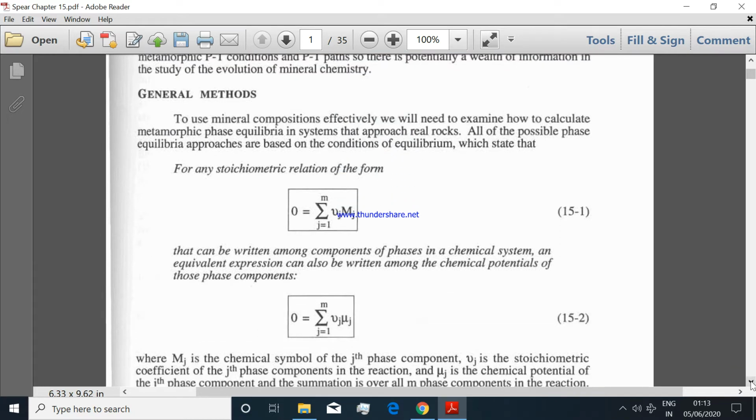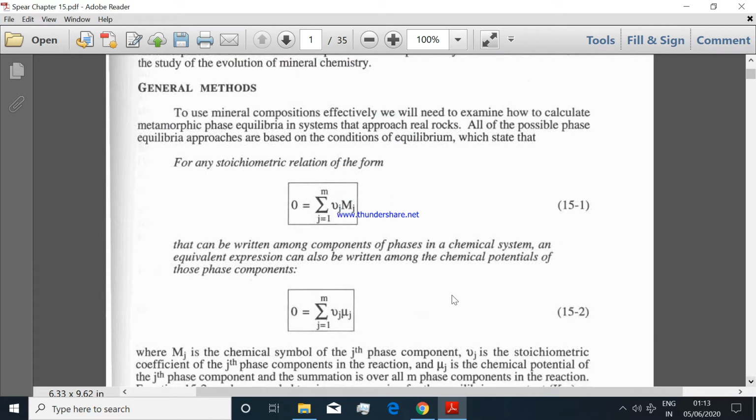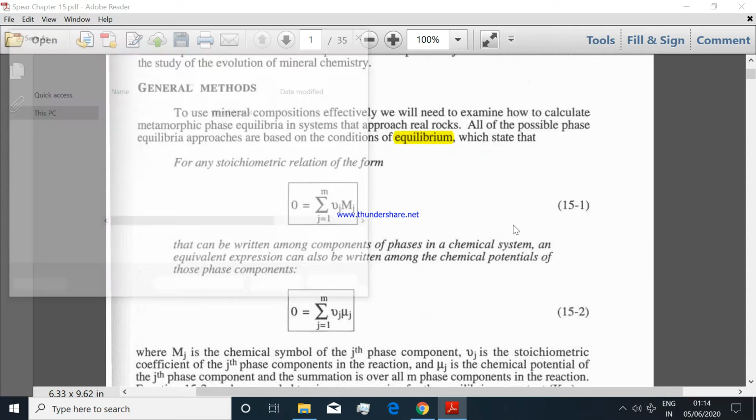Now, for any stoichiometric reaction in the form, this is called Mossberg. To use the mineral compositions effectively, we will need to examine how to calculate the metamorphic equilibrium system's approach to the real rocks. All the possible phases of equilibrium approaches are based on the conditions of equilibrium. As in equilibrium, we know that the Gibbs free energy for both sides of the reaction becomes equal, and as a result, the difference is zero.